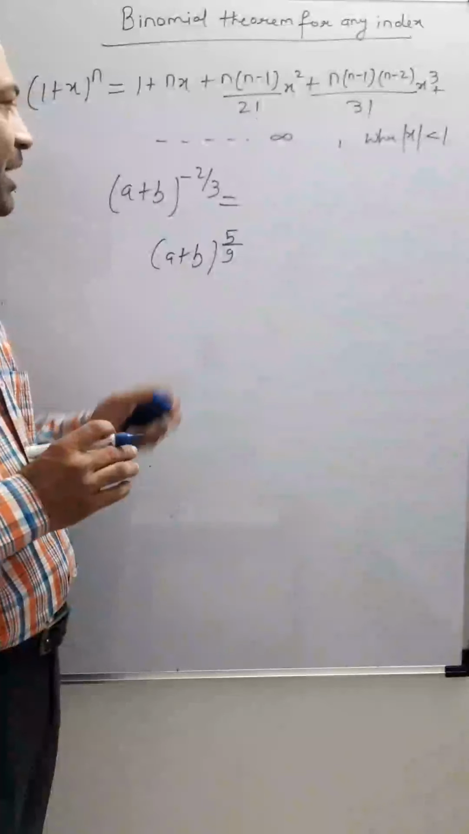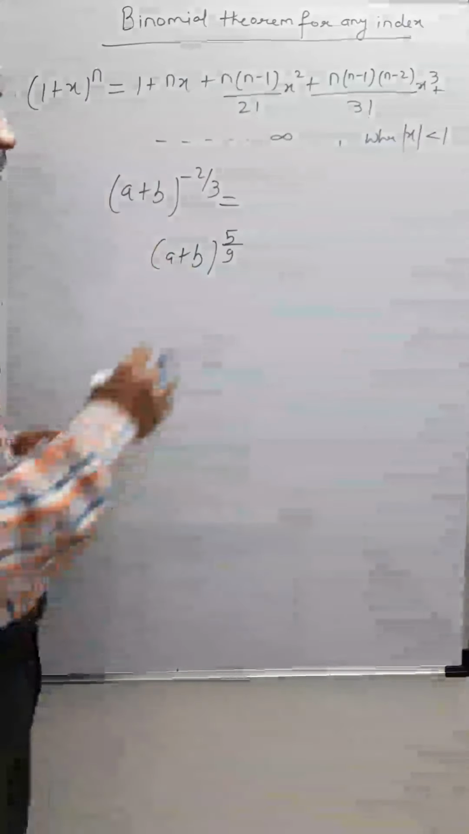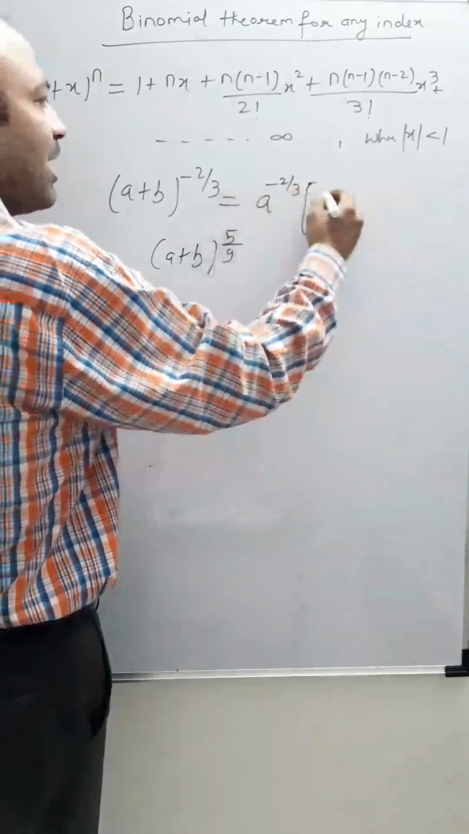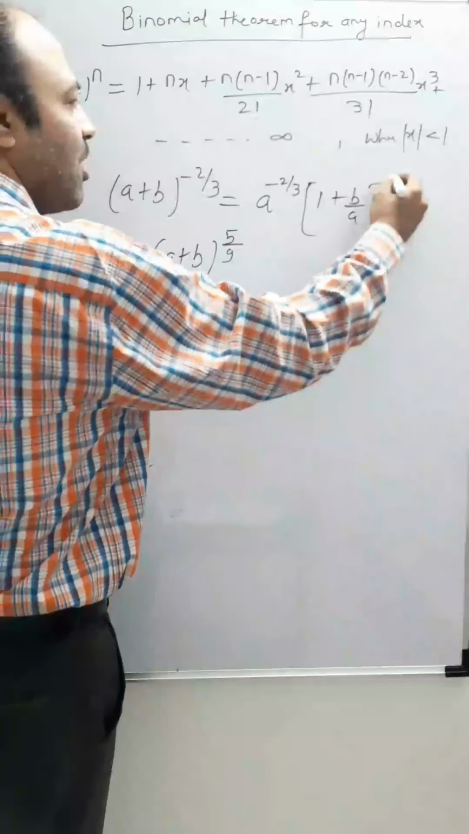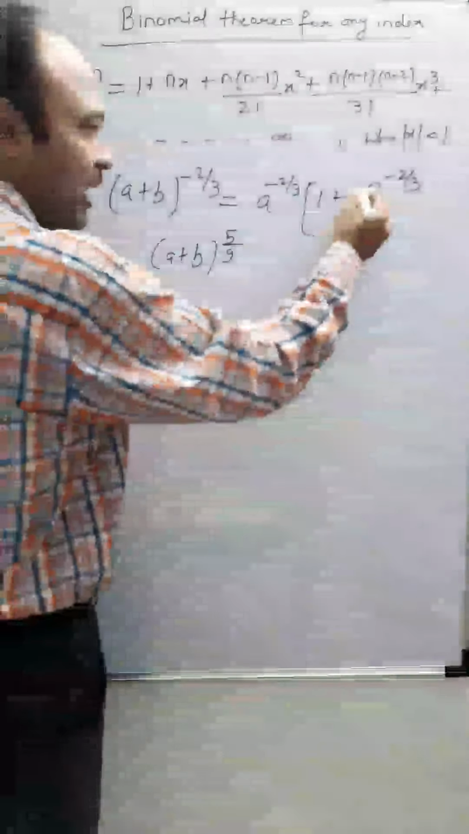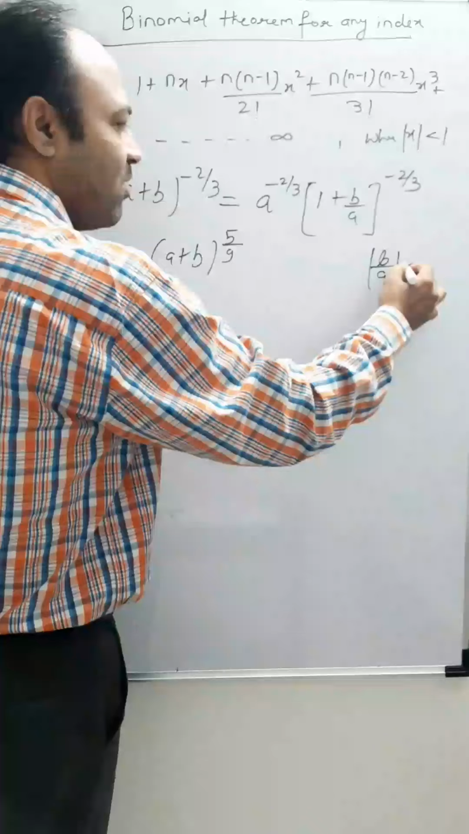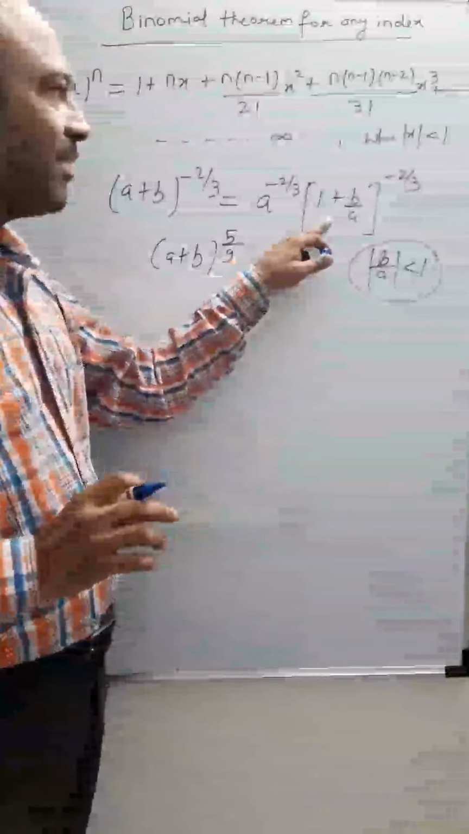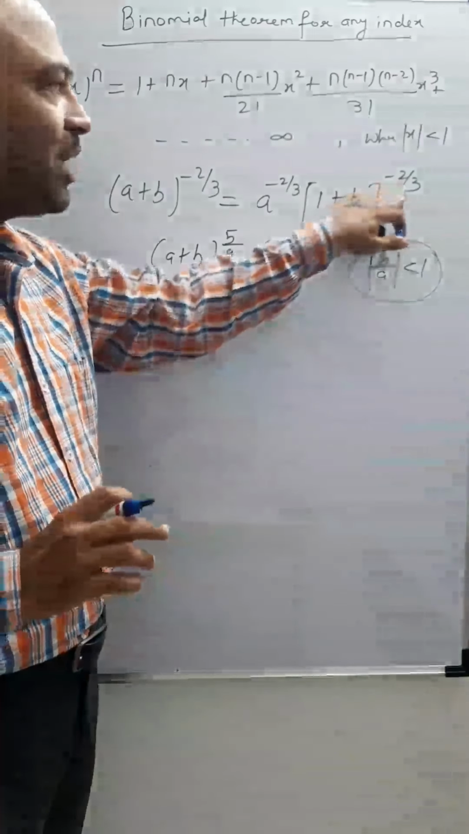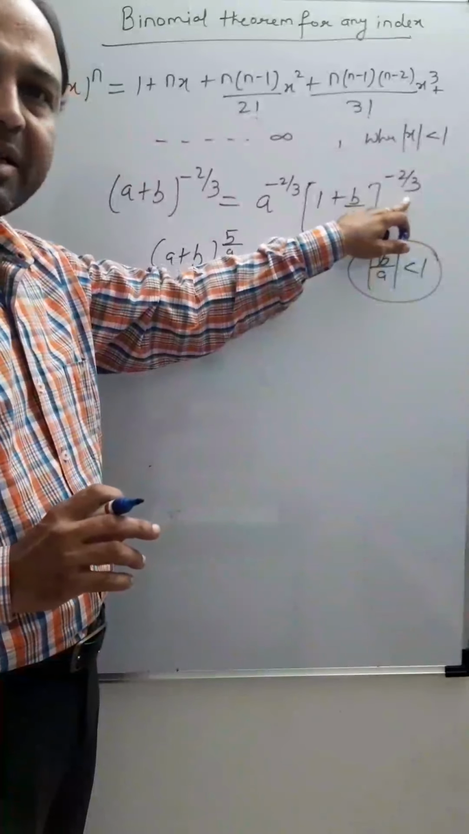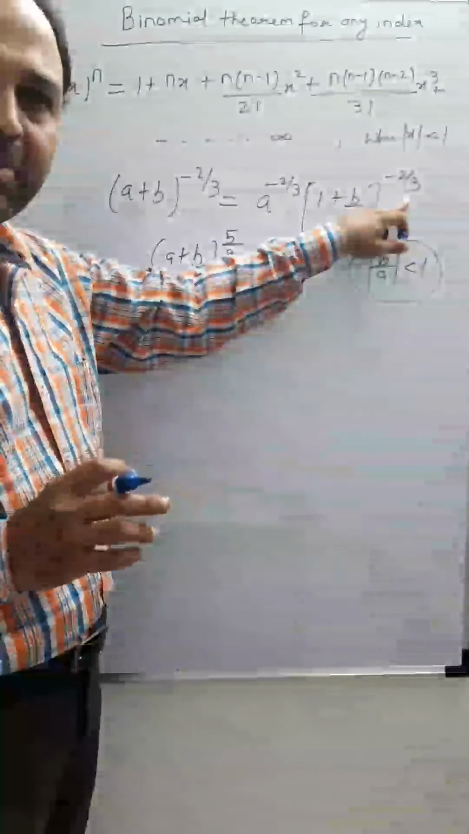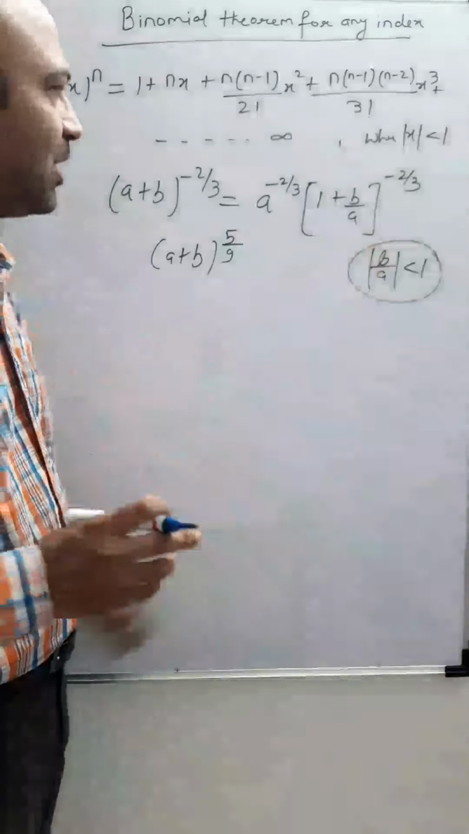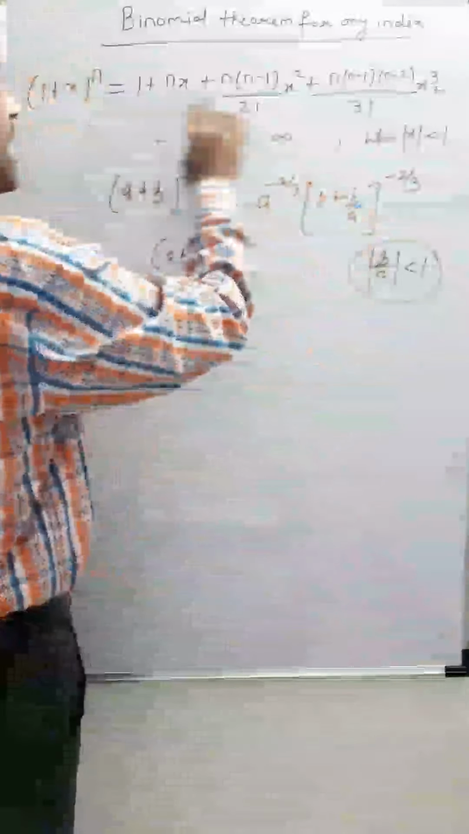So what the mathematicians did for such type of expansion, they took a outside. So a to the power minus 2 by 3. So what is left? (1 plus b by a) to the power minus 2 by 3. Correct? Now here this b by a must be less than 1. Then we can expand the binomial. Fine? And that binomial, when we expand, we are not using nC0, nC1, because for minus 2 by 3 we cannot get minus 2 by 3 C0, because combination you cannot get the values of negative and rationals, correct? So this we expanded by this methodology.